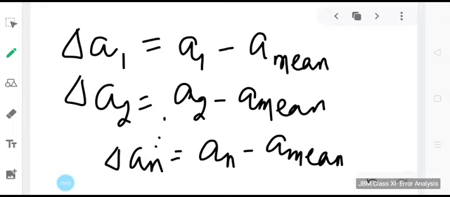So the delta A calculated above may be positive in certain cases and negative in some other cases. But absolute error means when we put this modulus sign, this will always be positive.